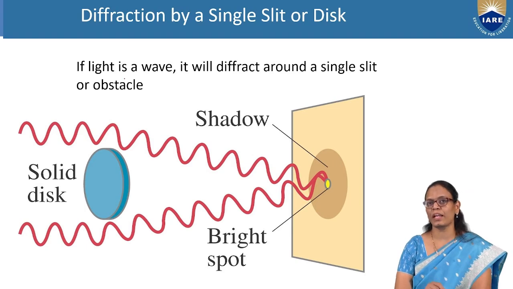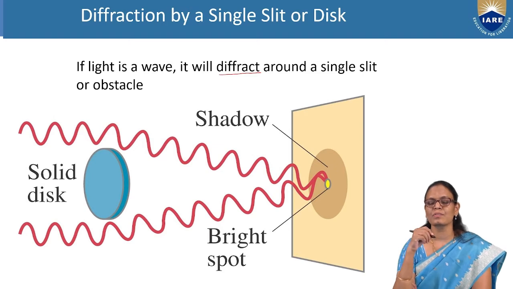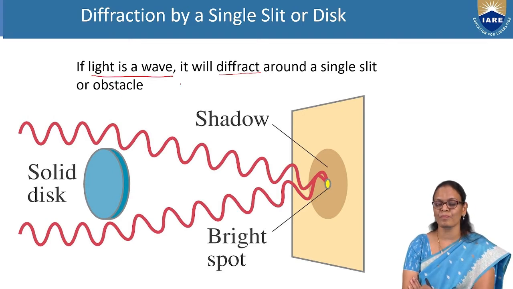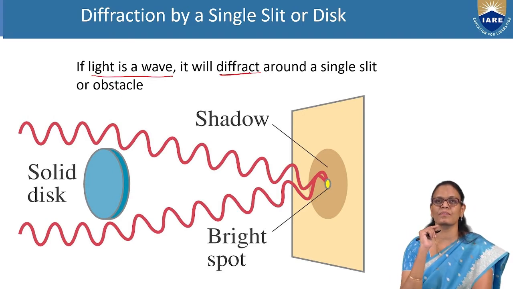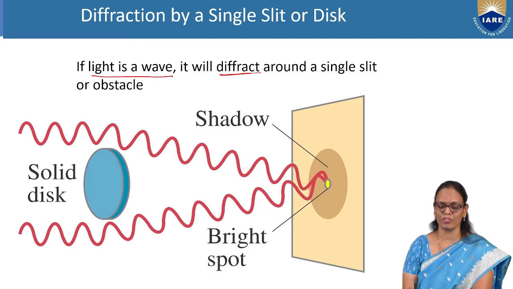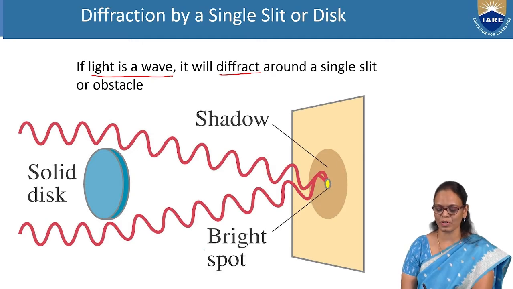Now if light is a wave, it will diffract around the slit. If light is a particle, what happens? You will see only one spot on the screen. But because we are considering light as a wave, it bends around the corners of the obstacle. If you see, this is the obstacle. If light is coming and falling on this, it bends around the corners of the obstacle and you get light in the geometrical shadow on the screen. So there is a bright spot on the screen.